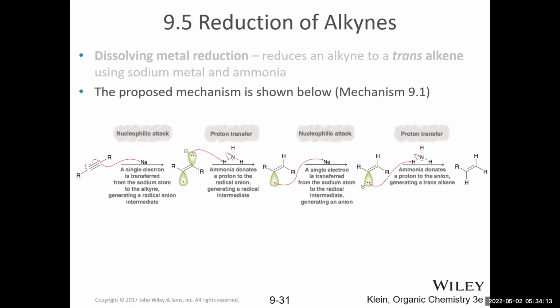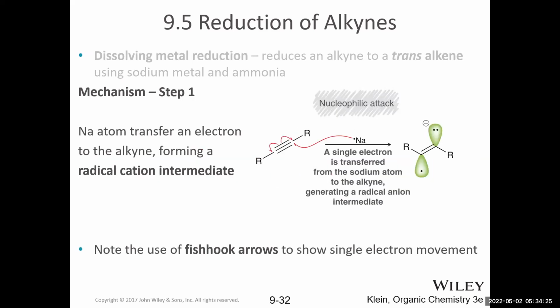So here's the entire proposed mechanism of the dissolving metal reduction. But we're actually going to look at each one of these steps individually. Let's consider the first step of the mechanism. The first step is, remember, we're adding sodium metal in liquid ammonia. So sodium metal definitely wants to give up electrons to become sodium plus, where it's much more stable. So it can give up its electron in a single electron transfer process.